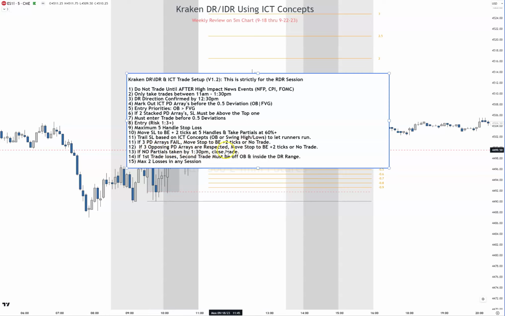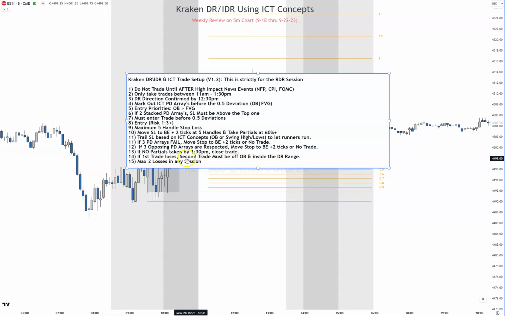If 3 opposing PD rays are respected, move stop to break even plus 2 ticks or, again, no trade. Same kind of thing here: one's if you're in the trade, one's if you're not. If no partials taken by 1:30, close the trade. If first trade loses, second trade must be off order block and inside the DR range. Max 2 losses in any session.